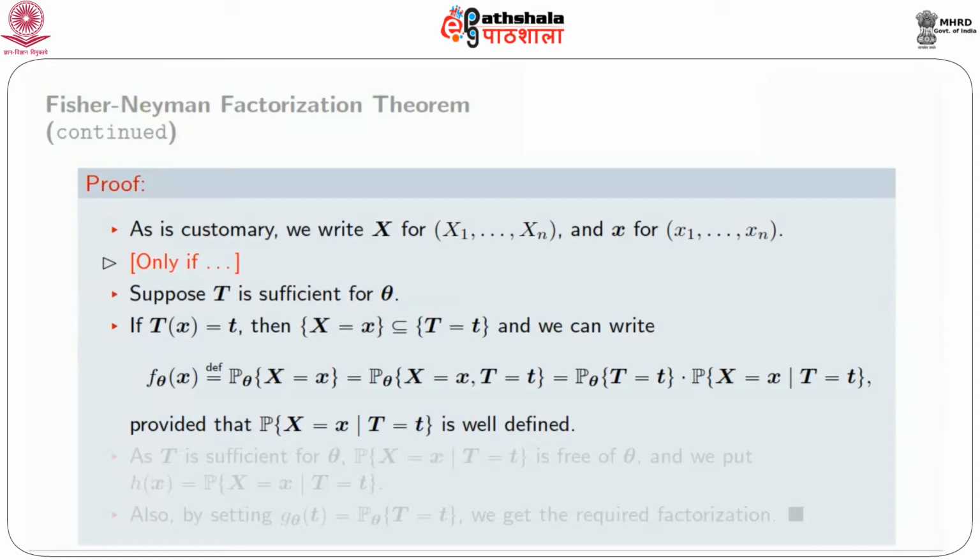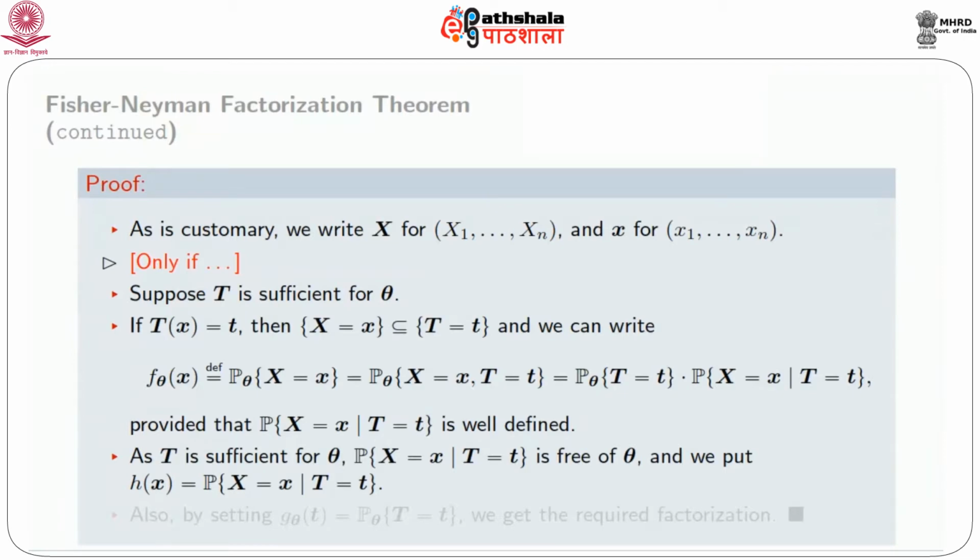If T(x) equals t, then we can say that X equals x implies T(X) equals t, and hence the event X equals x is a subset of T(X) equals t, and we can write f theta (x) equals probability under theta of X equals x, and this is actually probability under theta of X equals x intersection T equals t. This is so because X equals x is a subset of T equals t. This can be written as probability under theta of T equals t times probability of X equals x given T equals t, provided the conditional probability is well defined.